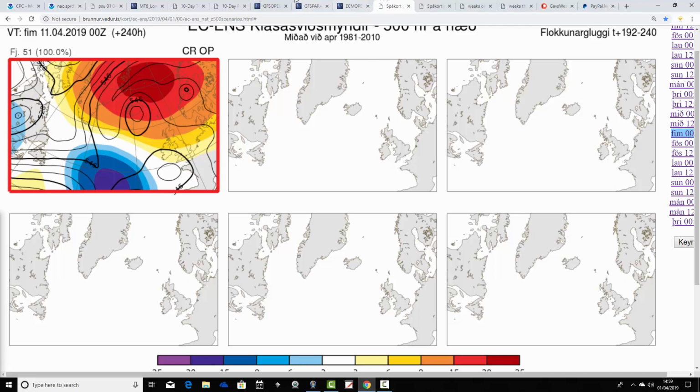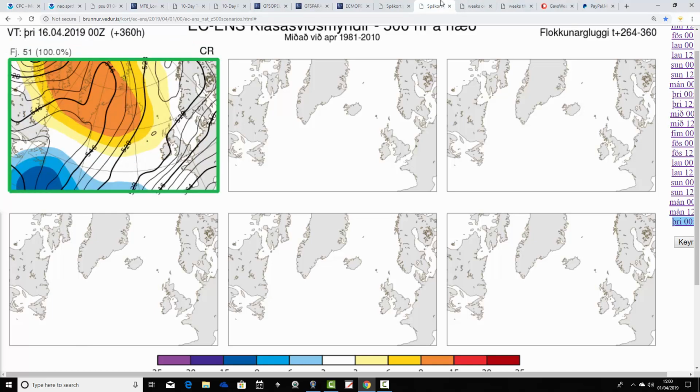Looking at the ECM ensembles, these are the options that are on the table at day 10 via the postage stamps at the Icelandic Met Office. So this is for the 11th of April. We've got all members of the ECM ensembles, 51, which is 100% of ECM ensemble members, and it includes the control and operational ECM runs, have high pressure sitting to the north and northeast of the country, which will be bringing the wind in from the east. So really strong agreement for high pressure to be blocking to the north and northeast of the UK by day 10, feeding in those easterly winds.